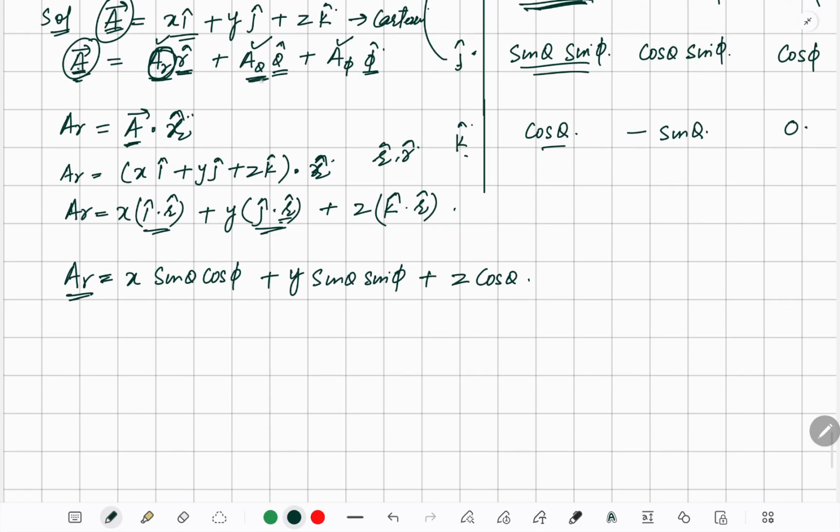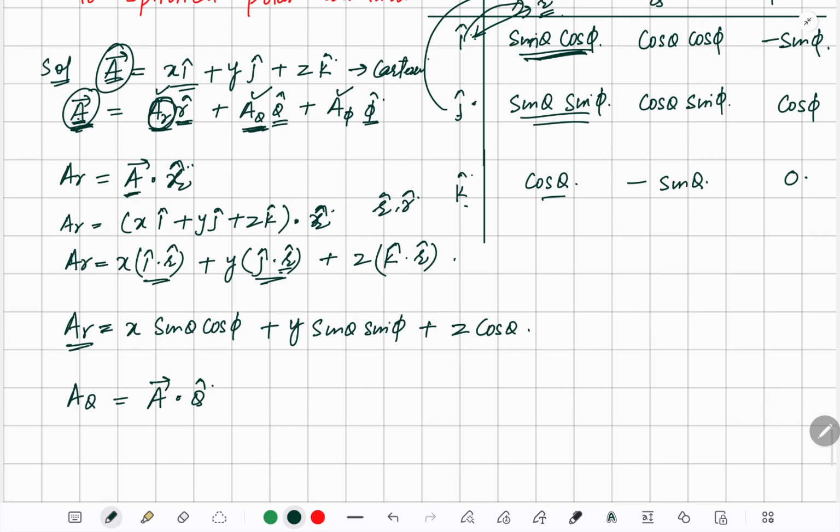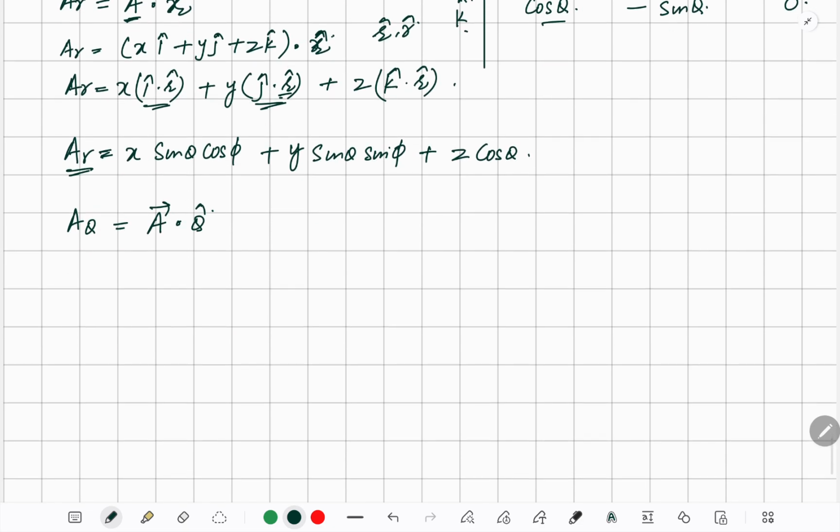Similarly, we have to find a_theta. For that, we will take the dot product of this A vector with theta cap. So we can write a_theta as A vector dot theta cap, and the A vector is the same, so x i cap plus y j cap plus z k cap dot theta cap.